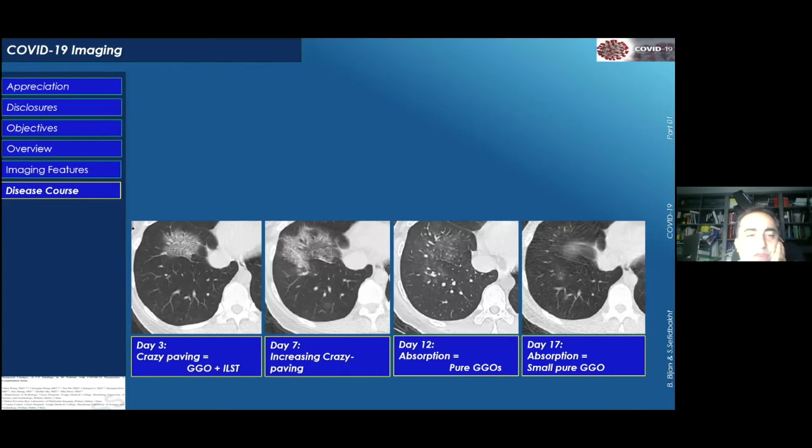Take a look at this one. This is a crazy paving. If you look at the background, it is ground glass opacity, and the septal thickening is superimposed over that. Those are the two types of septal thickening, interlobular and intralobular. Both of them are thickened in that condition. The size of this crazy paving actually increased to a much larger area.